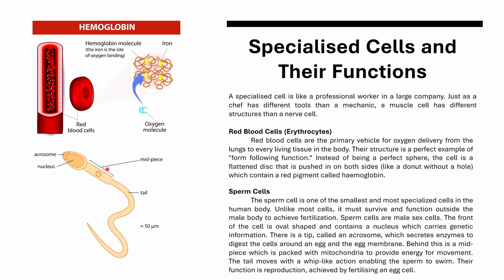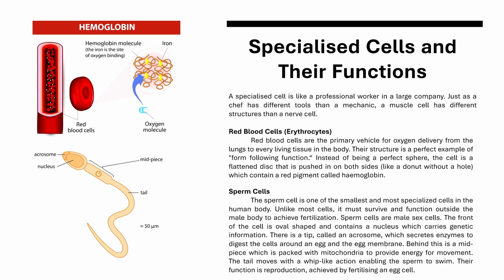Then is the midpiece, which is packed with mitochondria to provide the constant energy required for the journey. Then the next one is its tail, which is also called the flagellum. It moves with a whip-like action, allowing the cell to swim toward the egg.